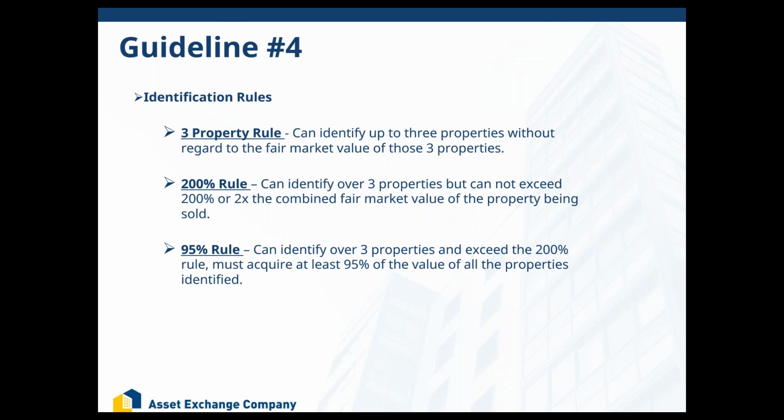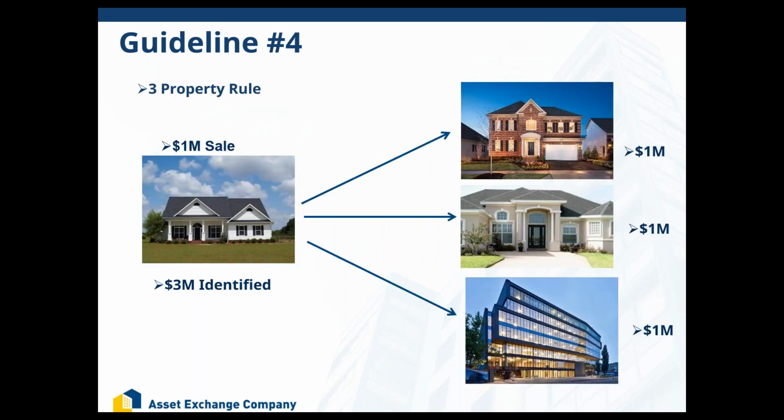Because it reads like this: you can identify over three properties. You can exceed the 200% rule, but you must acquire at least 95% of the value of all the properties that you have identified. Now I know that's probably about as clear as mud. Like I said, it doesn't make a lot of sense. Let me show you some examples, especially with this last one, the 95% rule, and hopefully, once I show you the example, it'll make sense to you.